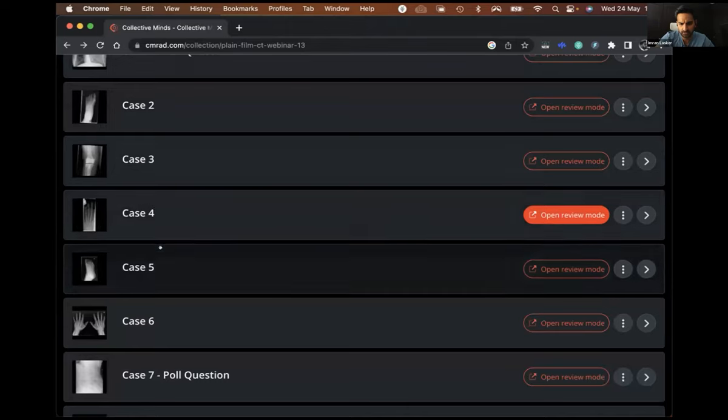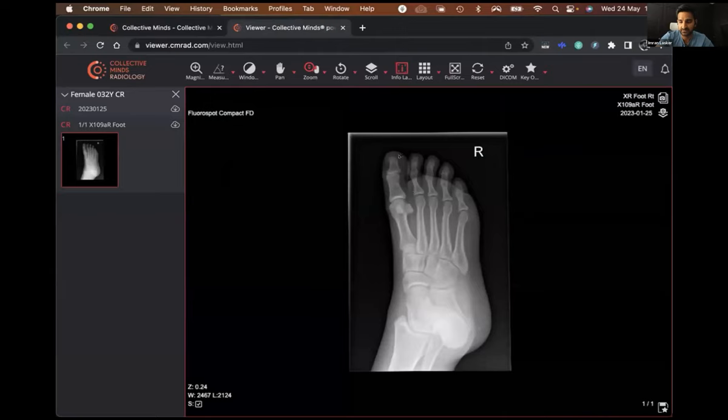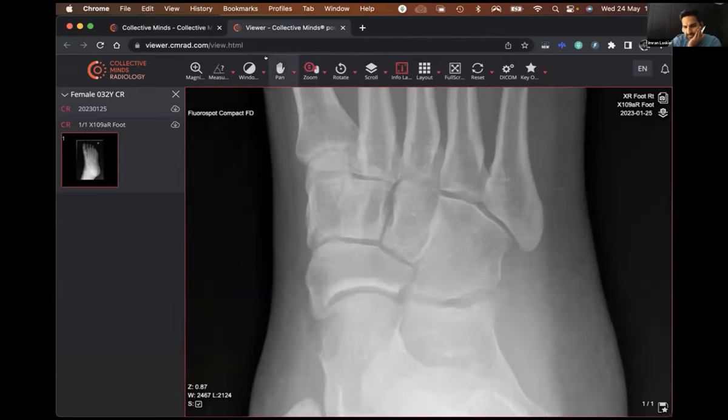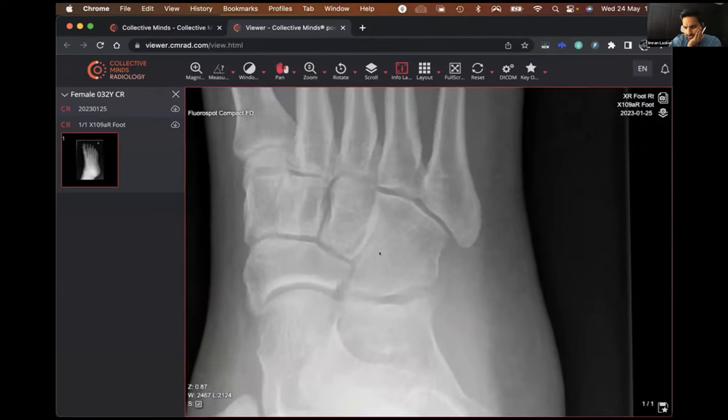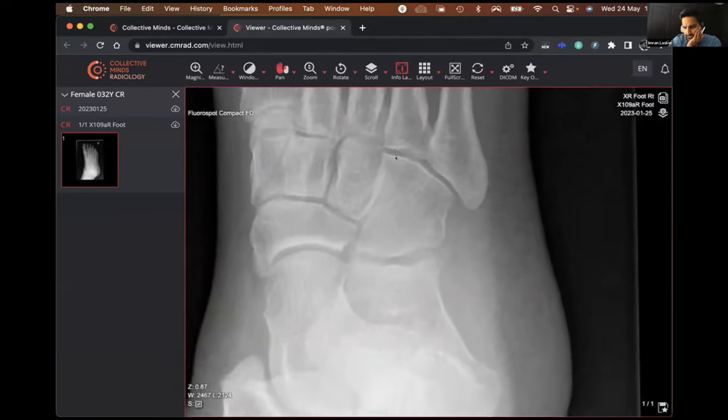So let's go to case number 5. This is slightly more challenging. Took me a bit of time to figure this one out. So please feel free to give it a shot. This is going to be a bit of a challenge, I think. So again, just stick to the rules. Always have a look, zoom in and pan around, and make sure you've had a good look around and drawn around every single bone, right?